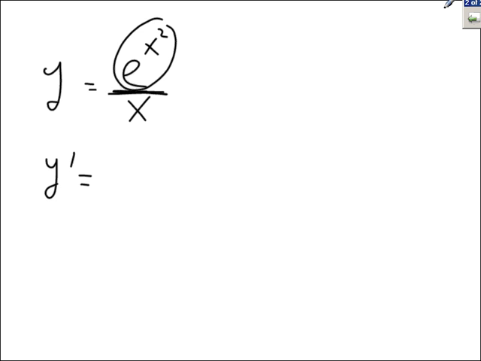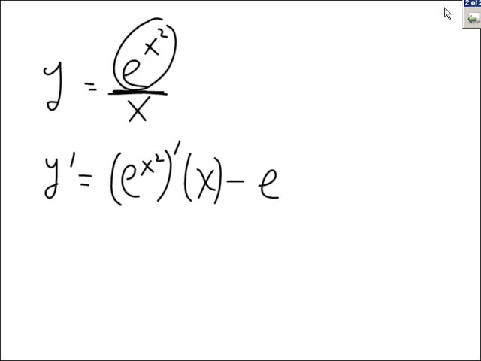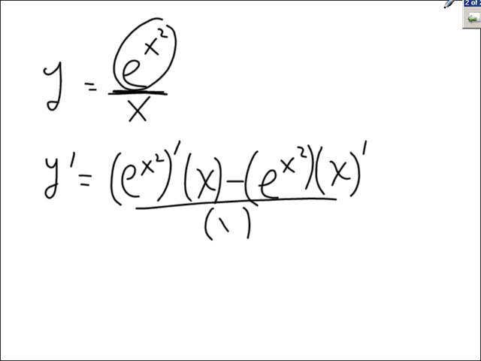If you want to take the derivative of e to the x squared over x, well, this is a quotient problem. It's a division. Use the quotient rule. I'll just denote what the steps are, and then I'll do it. Y prime equals the derivative of a fraction. It's the derivative of the top, I'll denote it by saying prime, times the bottom, minus the top times the derivative of the bottom, all over the bottom squared.